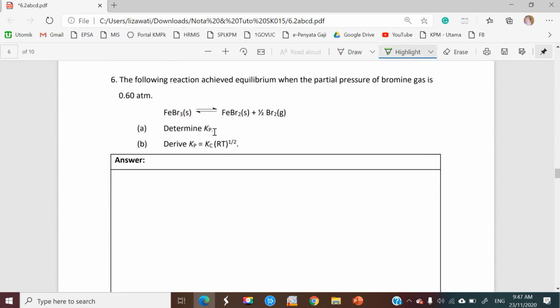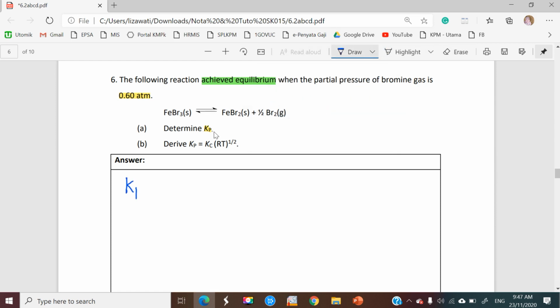Okay, number 6. Right, so the following reaction achieves equilibrium. The keyword here is achieve, meaning that it is already at equilibrium. So when the partial pressure of bromine gas is 0.66 atm, determine the Kp. Alright, so you have to write the Kp expression.